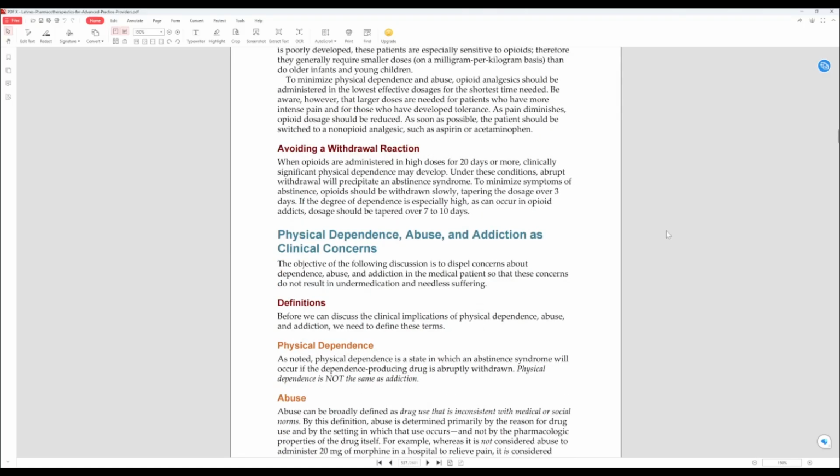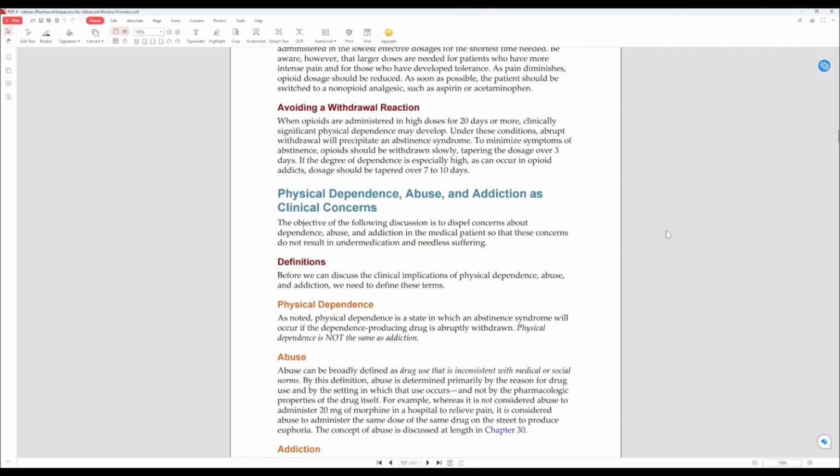Again, to minimize physical dependence and abuse, opioid analgesics should be administered in the lowest effective dosage for the shortest time needed. Be aware, however, that larger doses are needed for patients who have more intense pain and for those who have developed tolerance. As pain diminishes, opioid dosage should be reduced. As soon as possible, the patient should be able to switch to a non-opioid analgesic, such as aspirin or Tylenol.